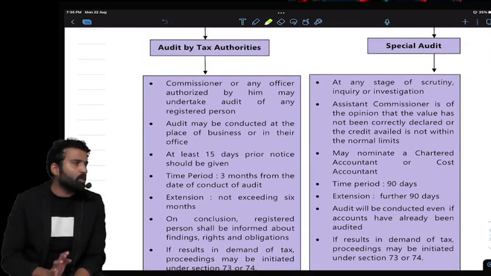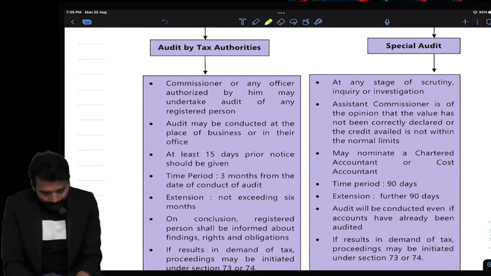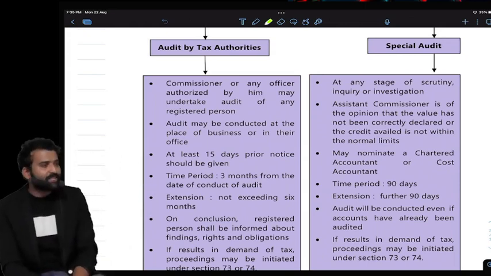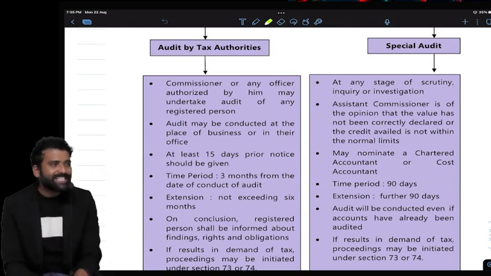Now there is one more audit. 3 months, no, 9 months. 3 months plus extension of 6 months. Okay. This is an audit done by the tax authorities.